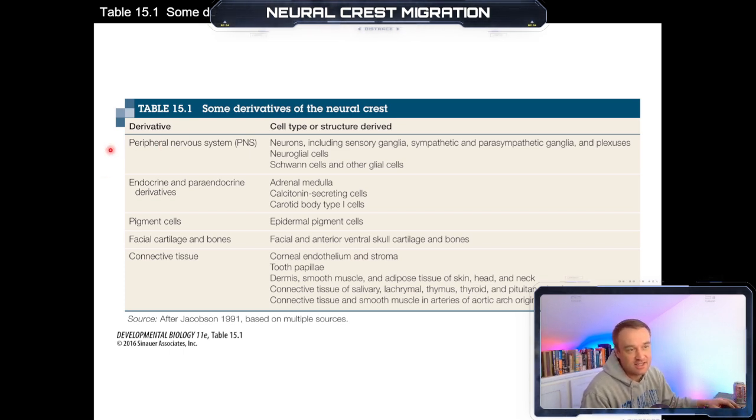These are some of the things that these migrating cells will turn into. They'll turn into the peripheral nervous system, so we have neurons, including the ganglia, Schwann cells and other glial cells, things we talked about in the previous lecture. They'll become endocrine or paraendocrine derivatives, so adrenal cells. They will become pigment cells, so melanocytes, etc., so epidermal pigment cells, facial cartilage and bone cells, as well as some types of connective tissues.